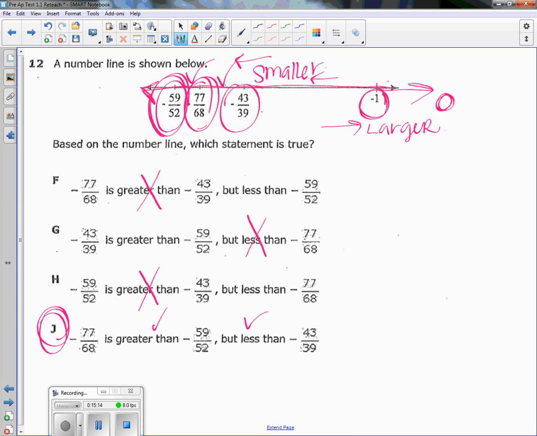Again, we didn't have to waste time converting these fractions to decimals. Yes, we could have, but it's already in order on a number line for us. All we have to realize is that it's telling us the correct order, and we have to realize that the larger the negative number, the smaller it is, the further away from 0 it is.